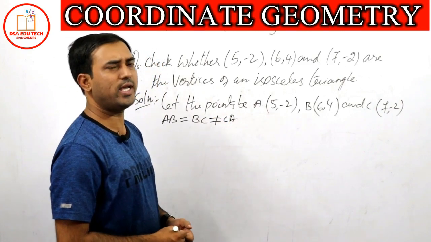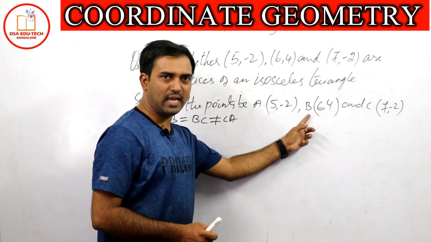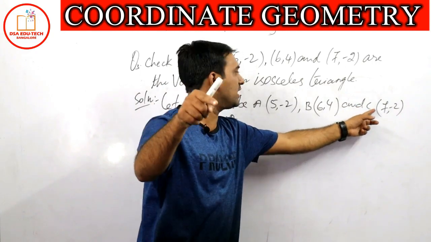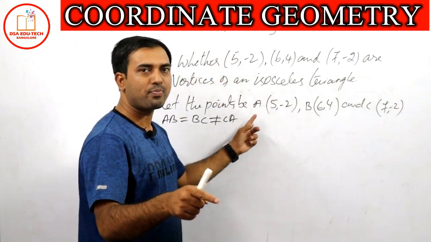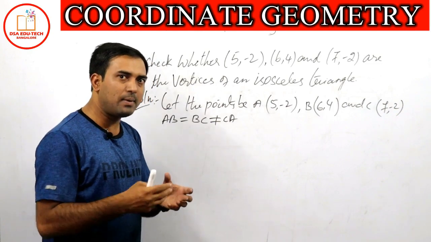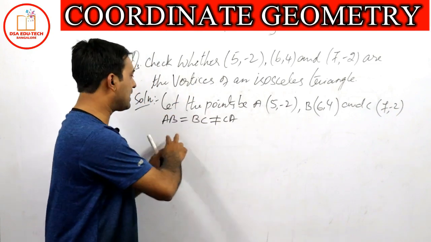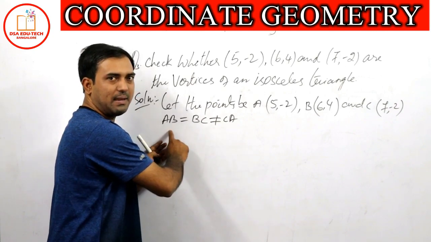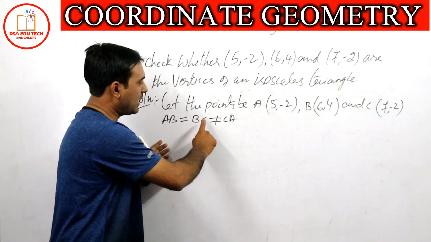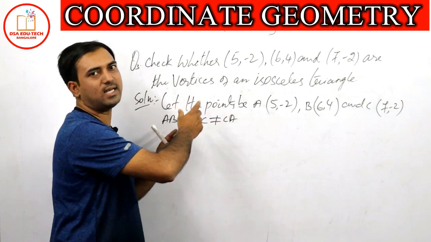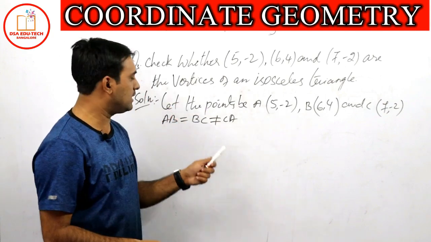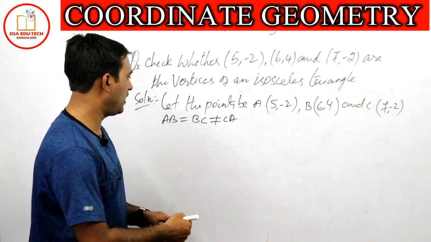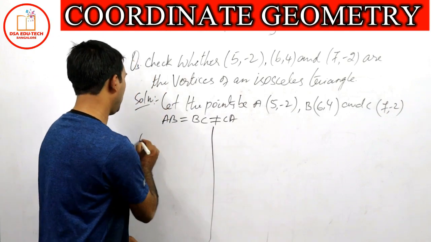So what we are going to do here, we are going to find the distance between A and B, then the distance between B and C, and then the distance between C and A. After finding the distances between all these points, we will compare this condition. If the condition is matching, that is AB is equal to BC and it is not equal to CA, then it is an isosceles triangle. If this condition is not matching, then it is not an isosceles triangle. Simple. So let me find first AB.